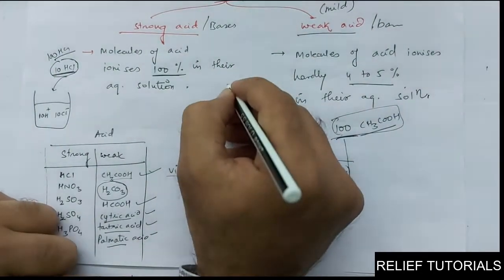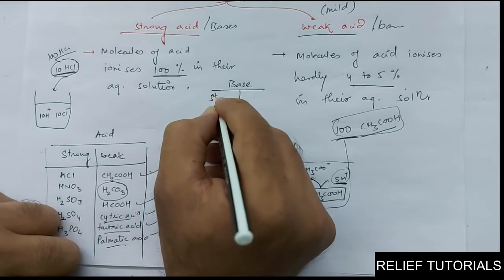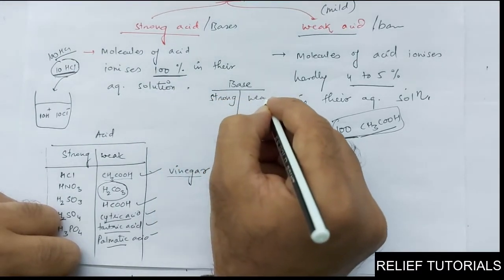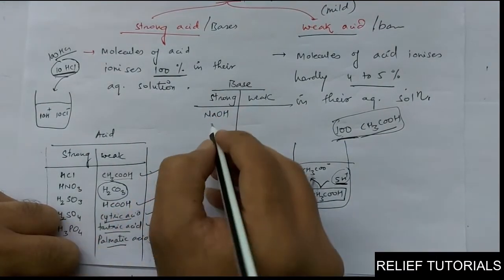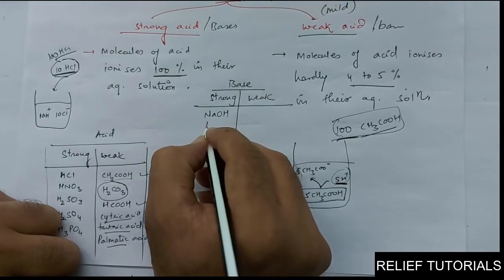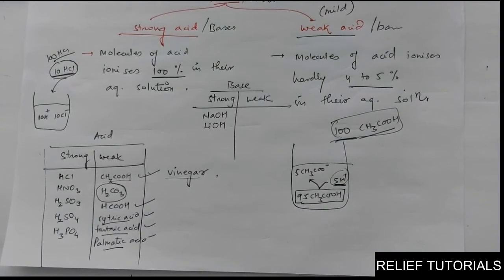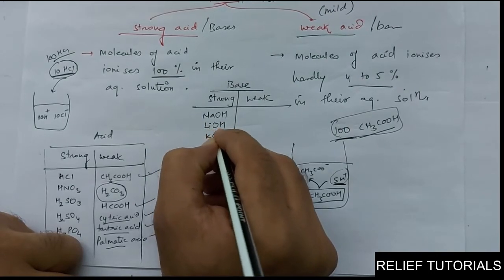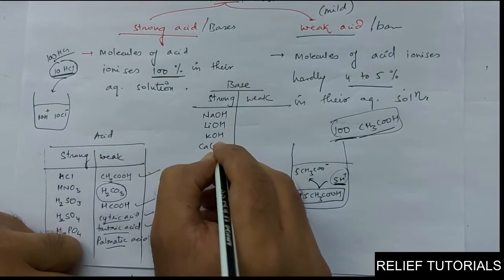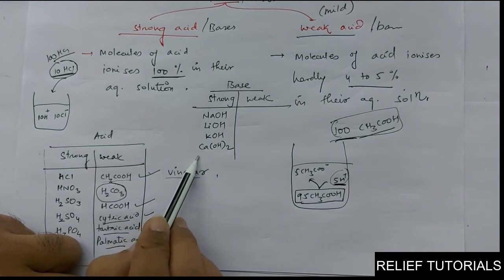Same way we have a list of bases. Strong bases: NaOH, sodium hydroxide, strong base; LiOH, lithium hydroxide; KOH strong base; Ca(OH)2 strong base. These are some strong bases: sodium hydroxide, lithium hydroxide, potassium hydroxide, calcium hydroxide.